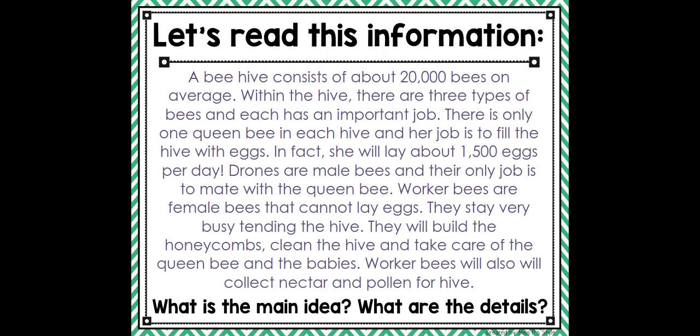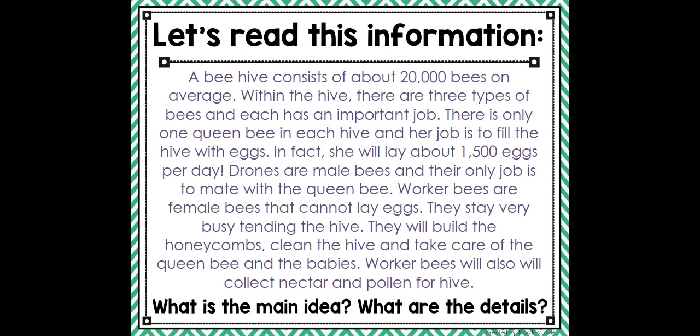A beehive consists of about 20,000 bees on average. Within the hive, there are 3 types of bees, and each has an important job. There is only one queen bee in each hive, and her job is to fill the hive with eggs. In fact, she will lay about 1,500 eggs per day. Drones are male bees, and their only job is to mate with the queen bee. Worker bees are female bees that cannot lay eggs.